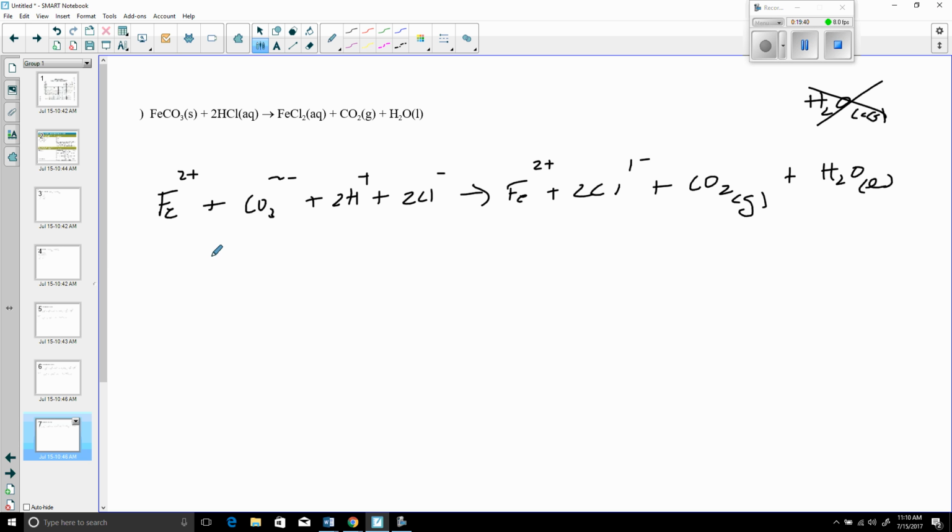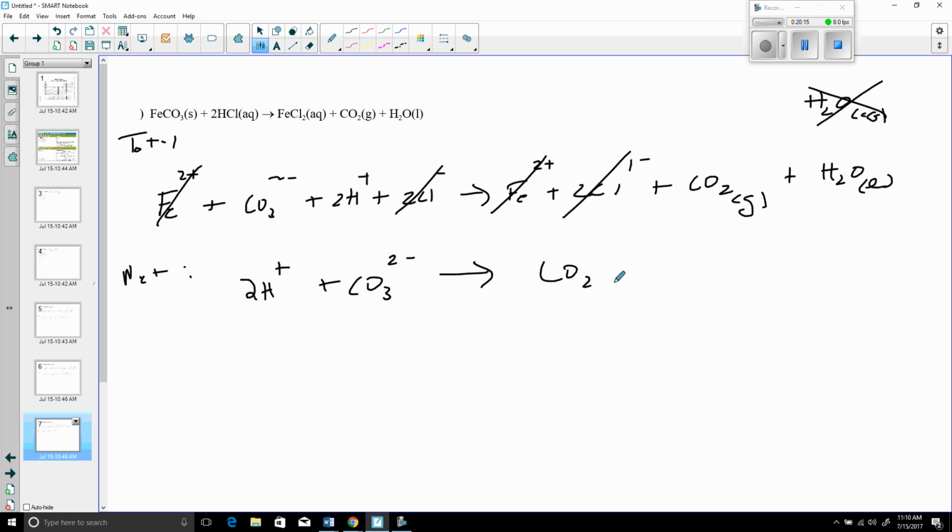So this is our total. Now all we're going to have to do is our net, and we're going to only keep those things that form the gas and the water. So our spectator ions are iron and chloride. Iron and chloride go away. By convention, I like to leave my cation first, so it does not matter, but I'm doing that. Plus CO3 2 minus. It's going to give us CO2 gas plus H2O liquid, and this should be balanced.